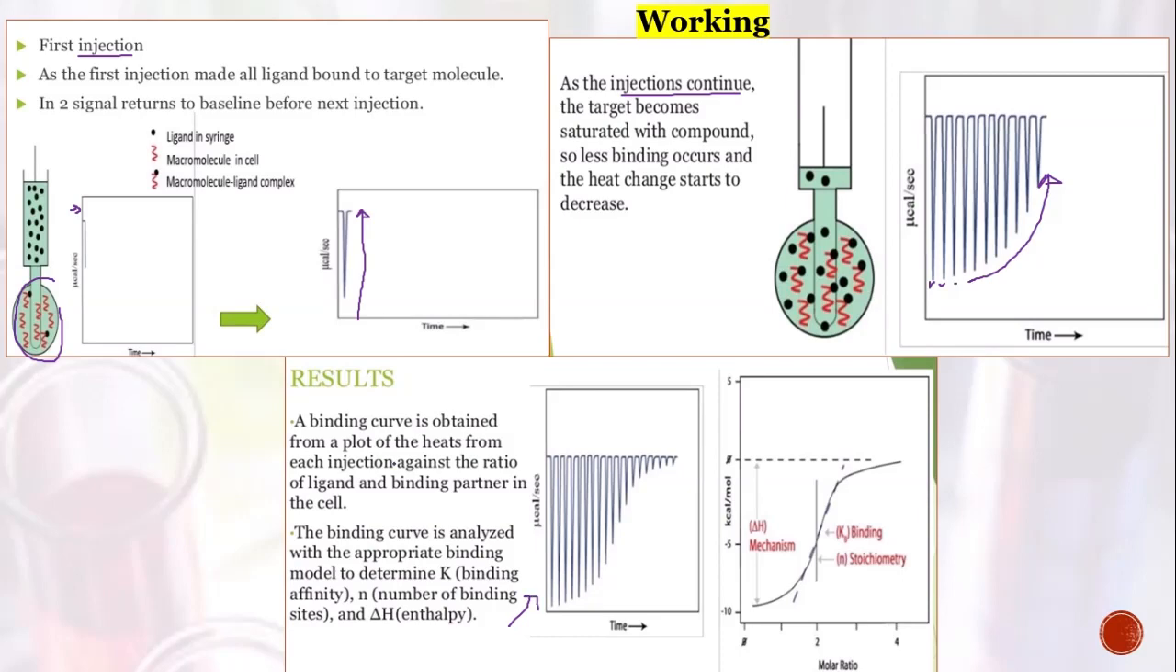Once it is obtained, you plot the heat changes from each of the injections against the ratio of the ligand and the binding partner in the cell. Once you have developed the curve, from this particular curve, we can determine the binding affinity. We can determine the change in heat, or the enthalpy change. And then we have the stoichiometry, which we said is the proportions of binding between the macromolecule and our ligand.